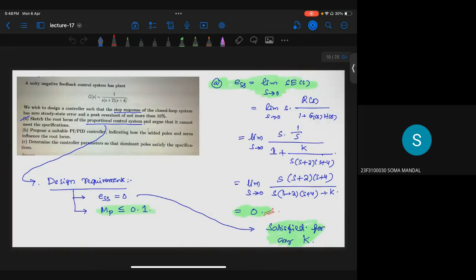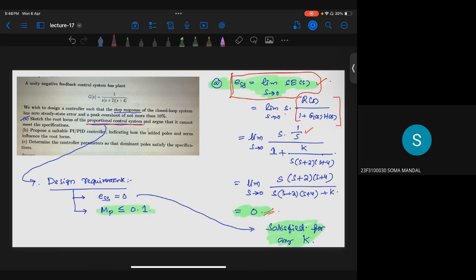Now the first step is over. Now we have to check. We have drawn the root locus with the proportional control by taking only k in place of c. Let us see the steady state error. This is the equation we already know: ESS equals limit s tending to 0 of s times E of s. R of s is 1 by s, as we are applying the unit step.